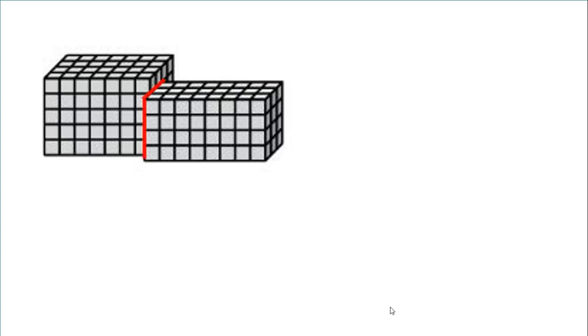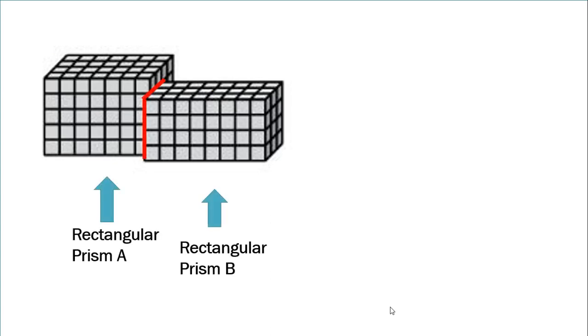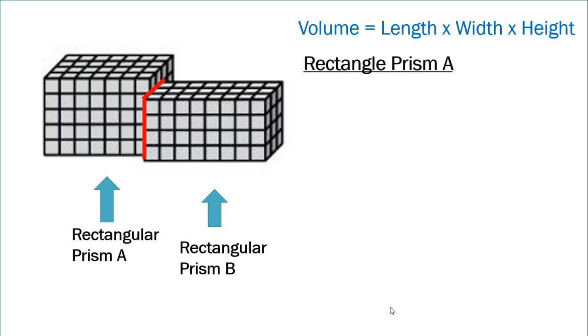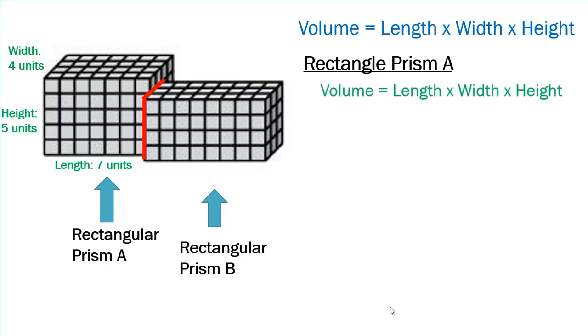Here, we're going to start by separating our composite figure into two rectangular prisms. The one on the left will be rectangular prism A, and the one on the right will be rectangular prism B. The volume formula is length times width times height. So we're going to find the volume of rectangular prism A on the left. The length is 7 units, the width is 4 units, and the height is 5 units. So we're going to put these dimensions into our formula.